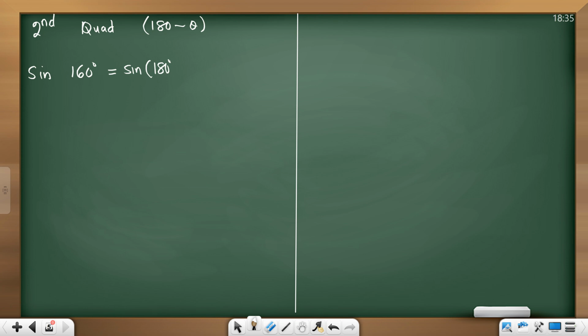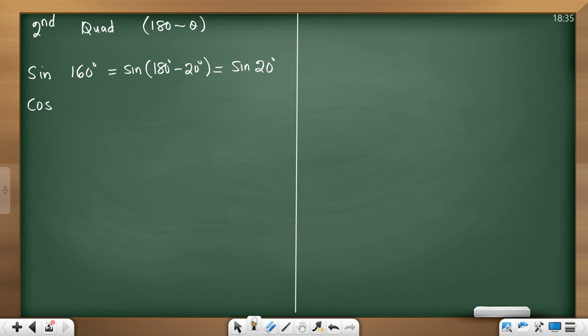Somebody help me. What should I subtract from 180 to get 160? I'm looking for that small angle, an angle that is less than 90. Oh, thank you, Makati. Beautiful. So I say 180 minus 160 to give me 20 degrees. And because I'm in the second quadrant and sine is positive, my answer is sine 20.